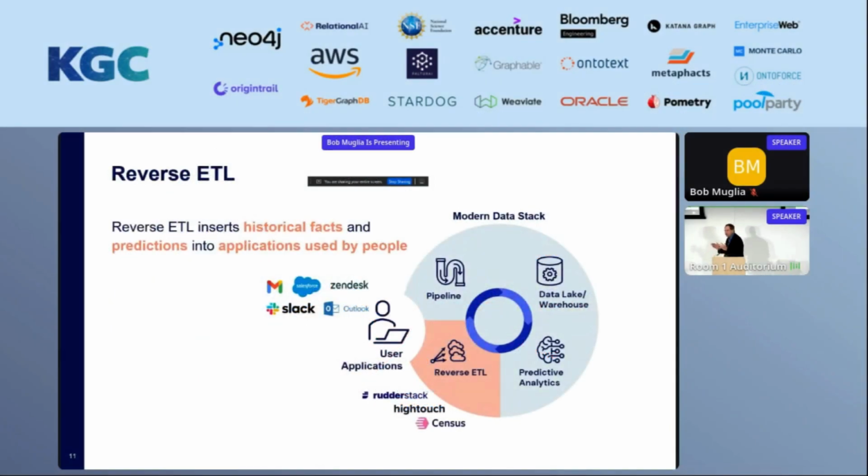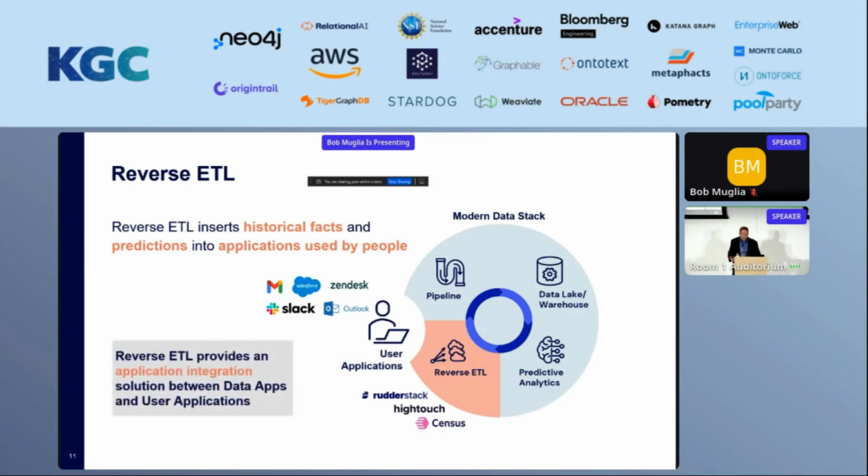Now, the final stage that's evolved in the modern data stack is reverse ETL. This is really focused on taking historical facts that exist typically inside the data warehouse, as well as predictions that are coming out of analytics, and putting them in applications that are used by people. Reverse ETL, it's a funny name. Some people don't like it, but it's not a horrible name. What it really is, is an application integration solution. So that's the closed loop. It starts with apps used by people, and it ends with apps used by people. And what's emerged is an entire data stack that allows a whole new generation of these very, very important data apps to be built.